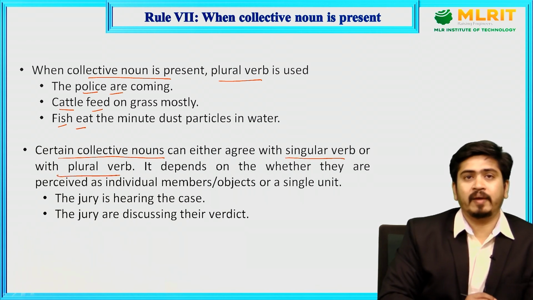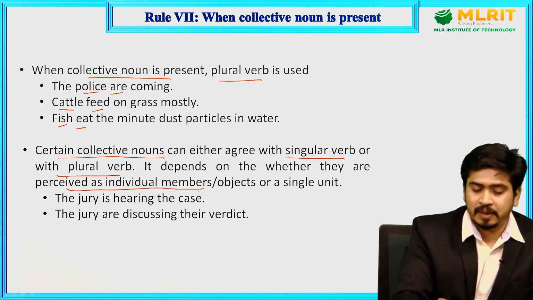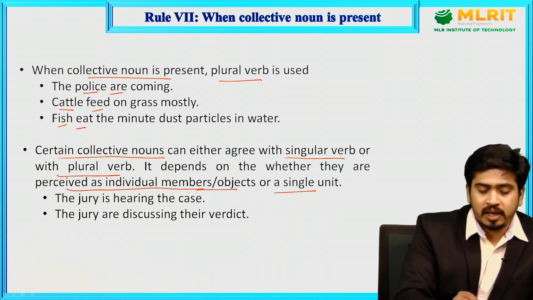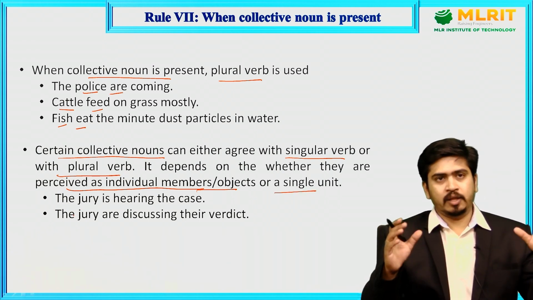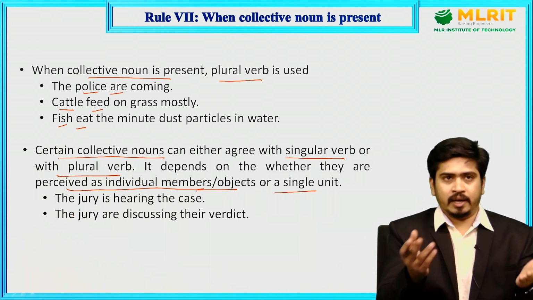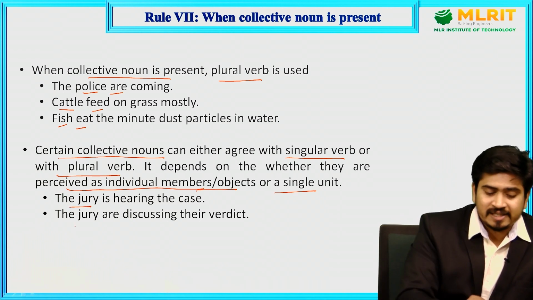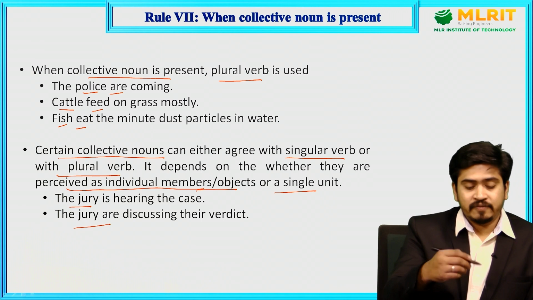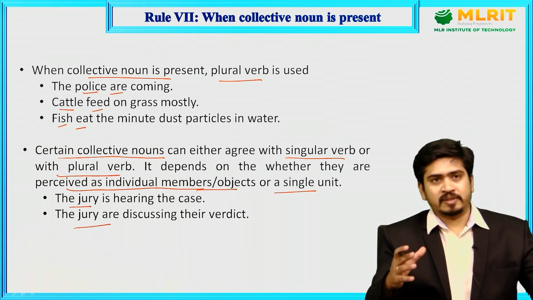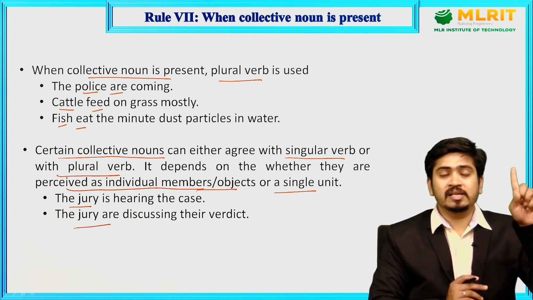Now, another condition: when collective nouns are present, sometimes they take a singular verb, sometimes they take a plural verb. It depends upon whether they are perceived as individual members or objects or as a single unit. See the example here. The jury is hearing the case. In the court, when judges together, if 3 judges together are hearing a case, that is called a jury. The jury is hearing. In our example, the jury are. Now the difference is, in the first case, if 3 people are present in that group, all the 3 people together are considered as a single unit.